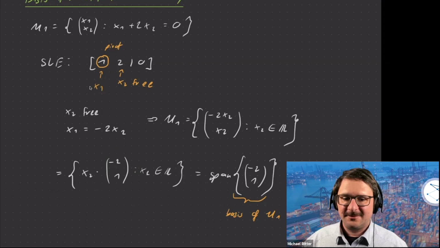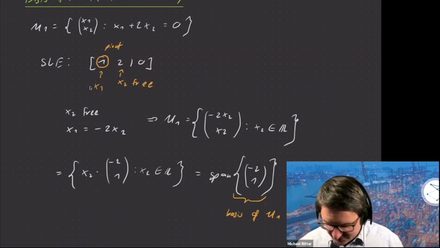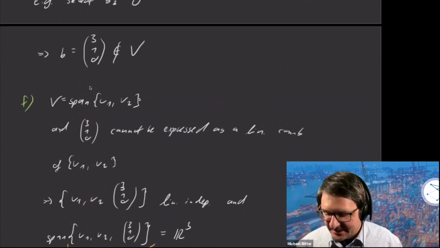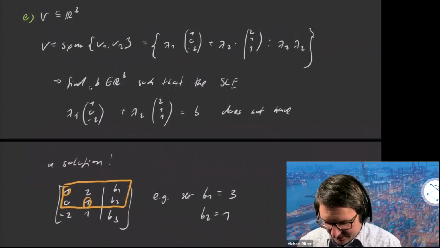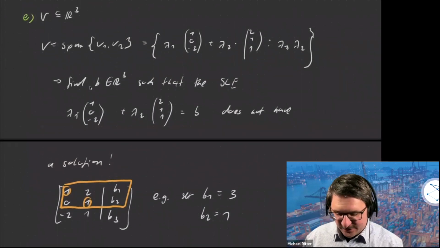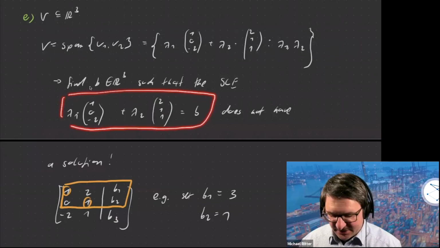Okay. Sorry, I couldn't unmute myself. Maybe could you explain again quickly the reasoning in part E? What was part E again? Find a vector that's not contained. Yeah. Okay, so what I did here is I want to find a right-hand side B such that this system of linear equations cannot be solved.